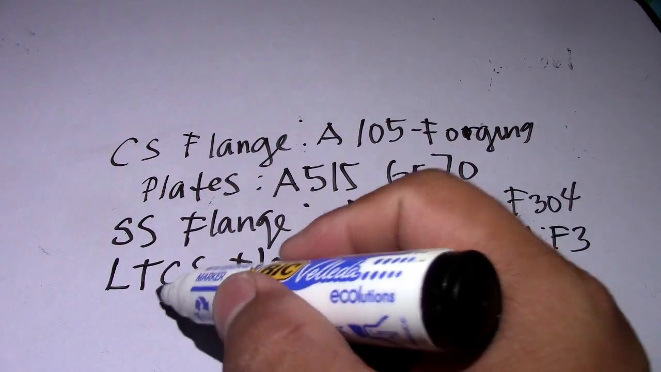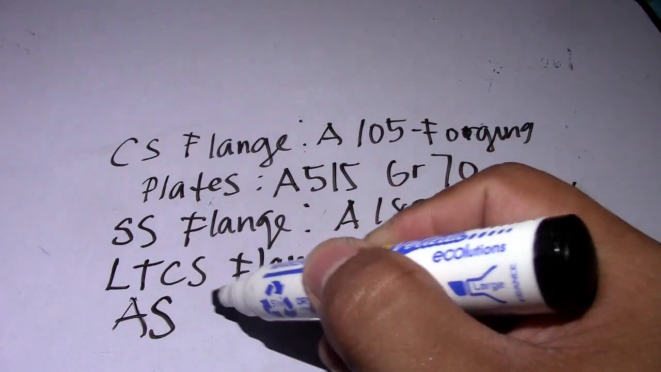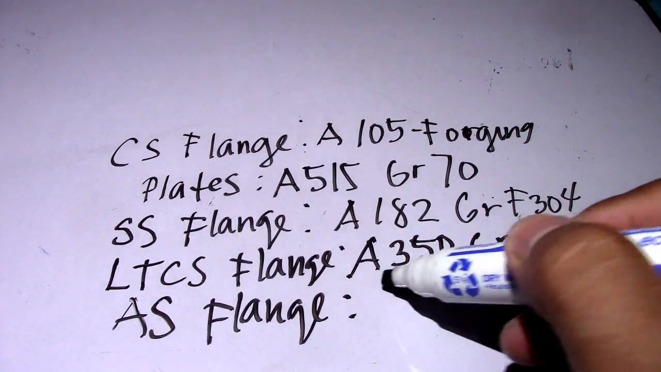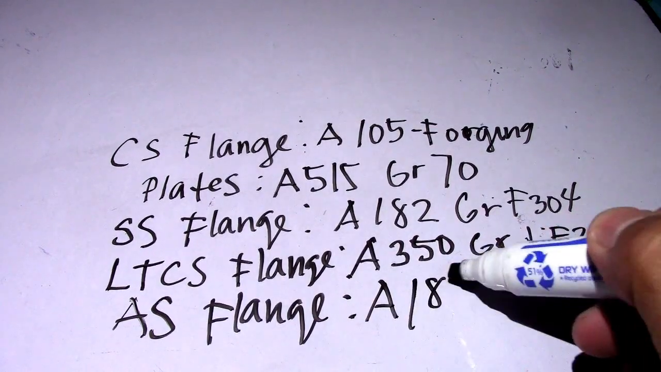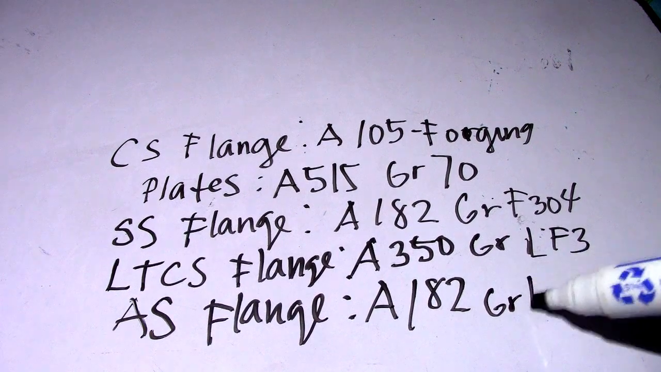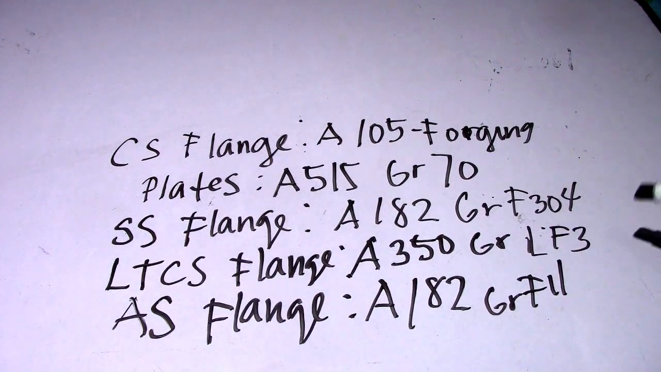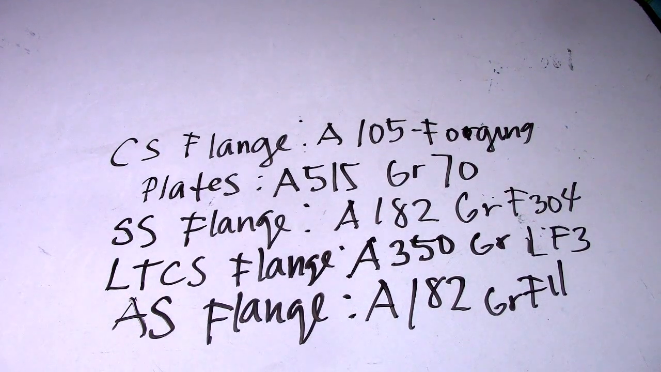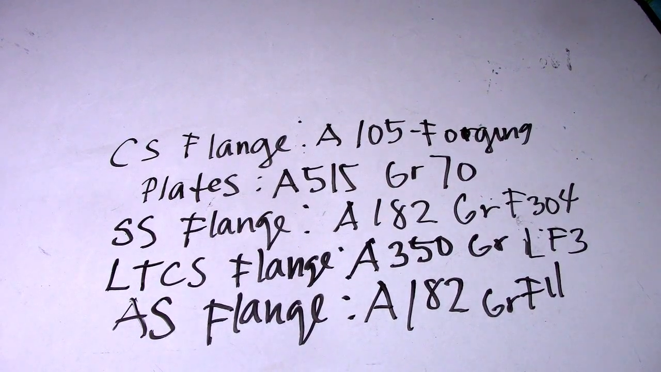And AS, alloy steel flange. This is a specification of A182 GRF11. So this is the typical material specification: carbon steel, stainless steel, LTCS, and alloy steel.